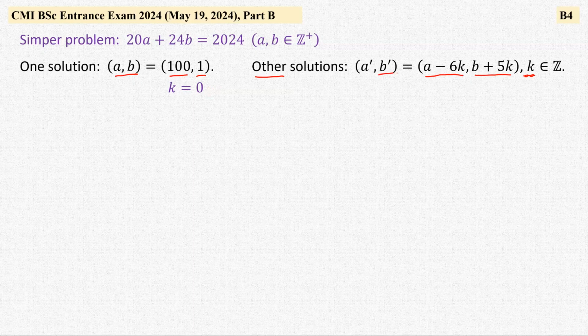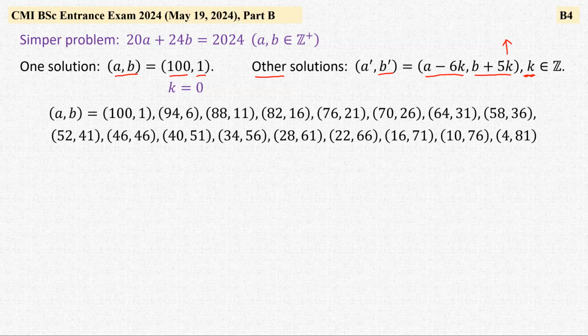Because b prime must be a positive integer, we must increase the value of k. And by increasing the value of k, we find these positive integer solutions. The process is simply keep subtracting 6 from the previous value of a and adding 5 to the previous value of b. So there are 17 positive integer solutions for the equation 20 times a plus 24 times b equals 2024.